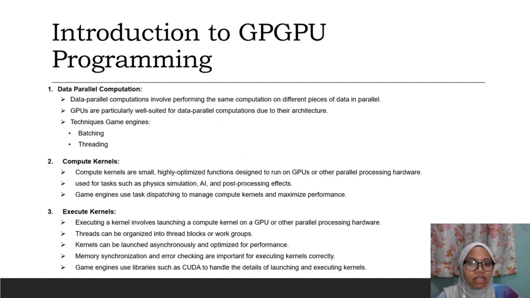Okay, third is about executing kernels. So executing kernels involves launching a compute kernel on a GPU or other parallel processing hardware. So threads can be organized into thread blocks or work groups. So the kernel also can be launched asynchronously and optimized for performance. So memory synchronization and error checking are important when executing kernels. And then the game engine uses libraries such as CUDA to handle the details of launching and executing kernels. So lastly, data parallel computation and compute kernels are essential tools to achieve a high level of performance in game engines.